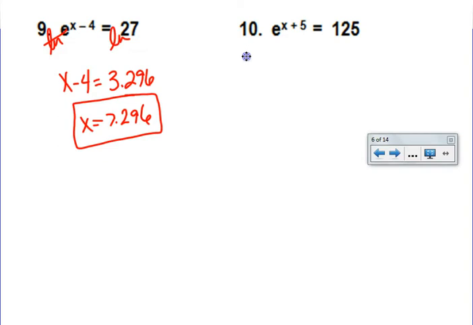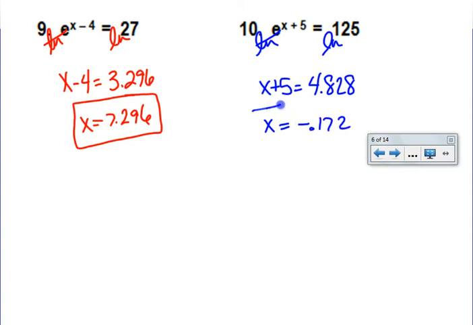Good news again on number 10. We've got a natural log idea because it's going to cancel with the e. So you have x plus 5. And then natural log of 125 would be a 4.828. And when you subtract the 5 from both sides, you get a negative 0.172.